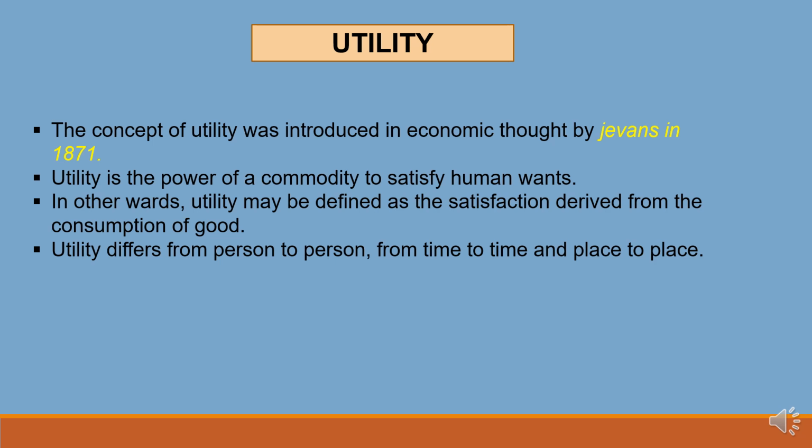First of all, we are going to see utility. Utility refers to the want satisfying power of a commodity. It is the ability or capacity of a commodity to satisfy the human want. Utility is the property or quality common to all commodities which consumers purchase.